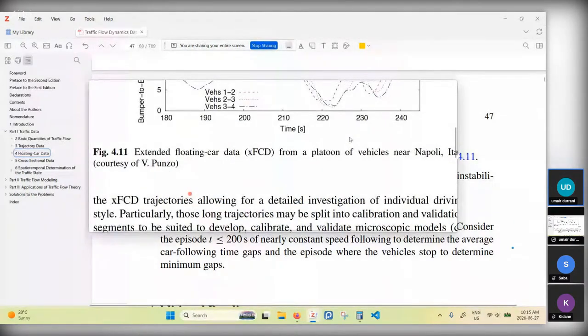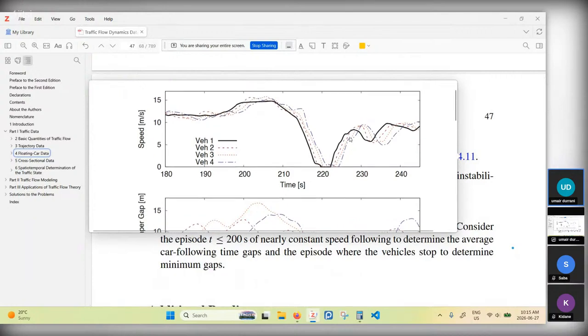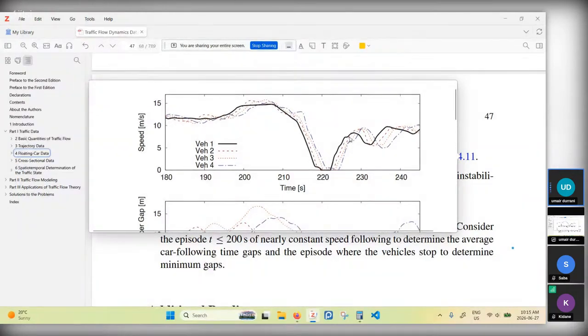So let's look at this again. By oscillation, I think it means, do we observe speeds increasing and decreasing? We observe that significantly in this region, where vehicles increase speed, decrease speed, increase again, and decrease again. So I think these are the oscillations which are happening after about 225 seconds. So we do observe that. So there does seem to be some flow instability.